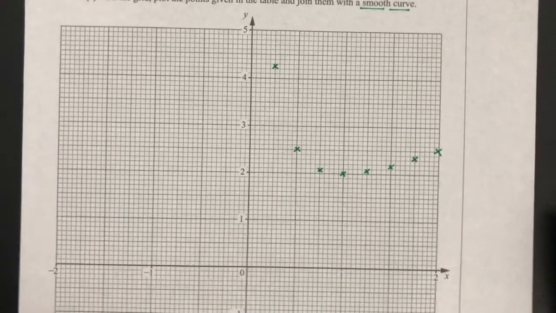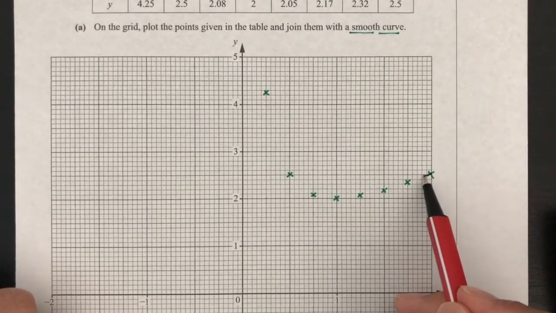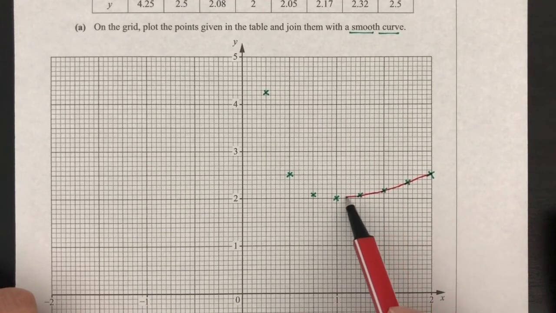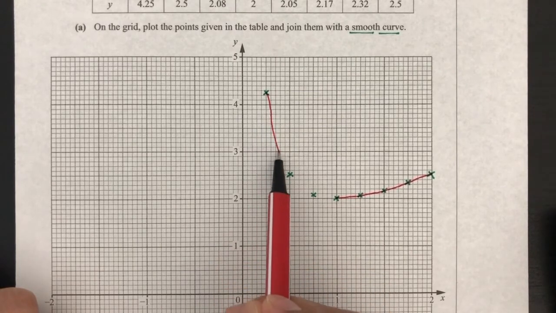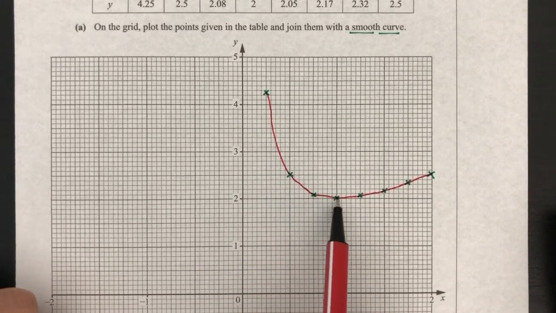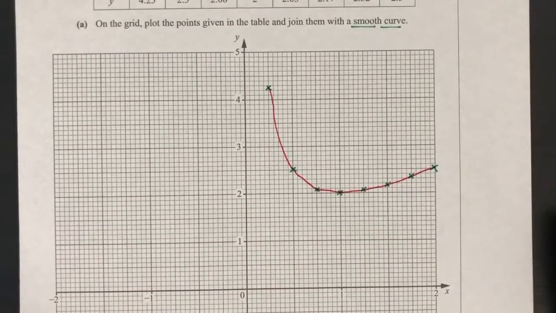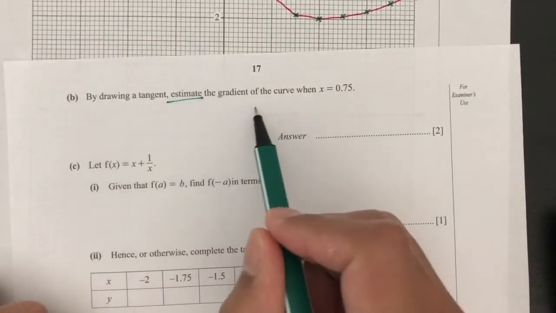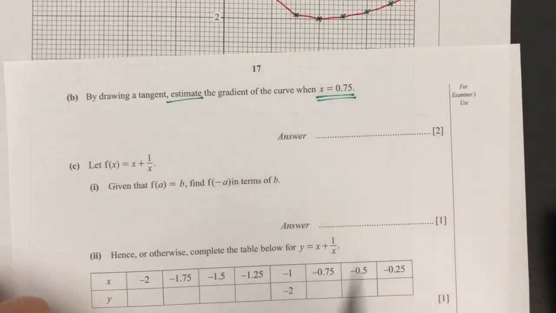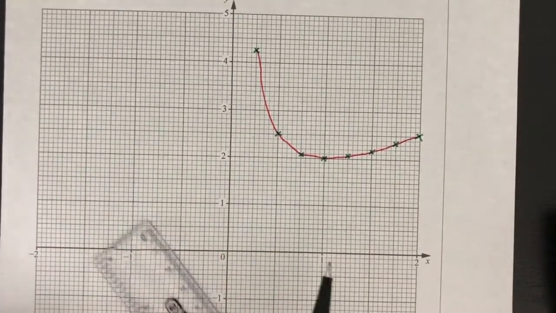So now the next step is to join all the points by a smooth curve. So let's try that. Try your best to make it as smooth as possible. Okay, all right, here you go. Mine is not too great, but that should be the shape of your curve. Now let's move on to part B of the question. It tells me that by drawing a tangent, estimate the gradient of the curve at x equal to 0.75. So 0.75 will be this point.